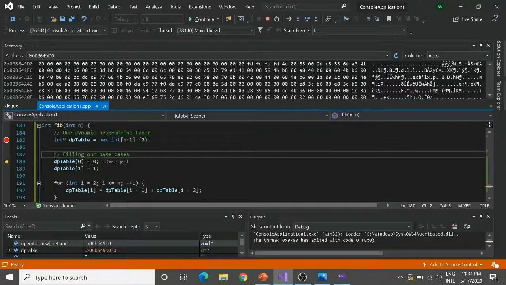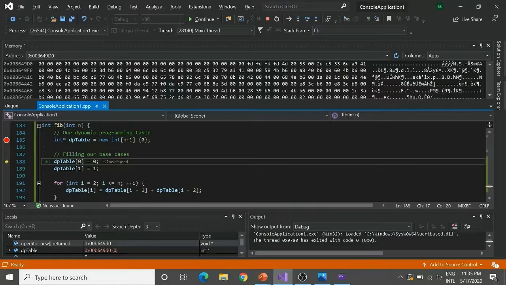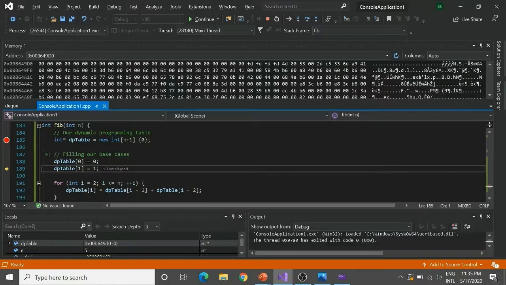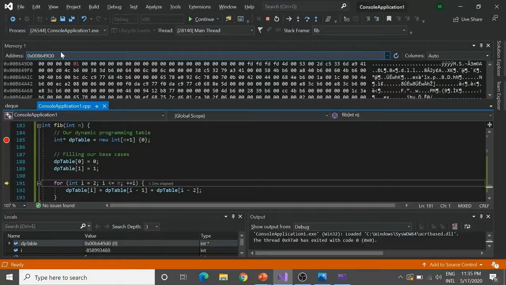Now coming on to the code, the first thing we fill in our DP table is our base cases. So we will be filling in our Fibonacci 0 over here. My DP table at 0 means: what is the solution to my Fibonacci 0? It is 0. So we fill 0 in our DP table. And what is the solution to our Fibonacci 1? It's 1 again. So we fill a 1 over here.